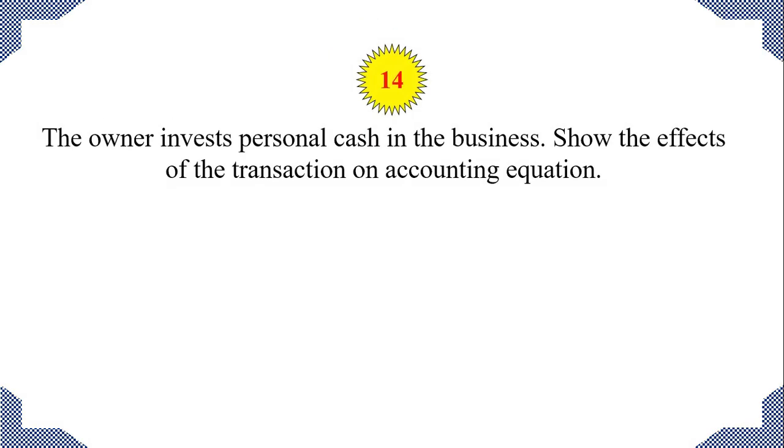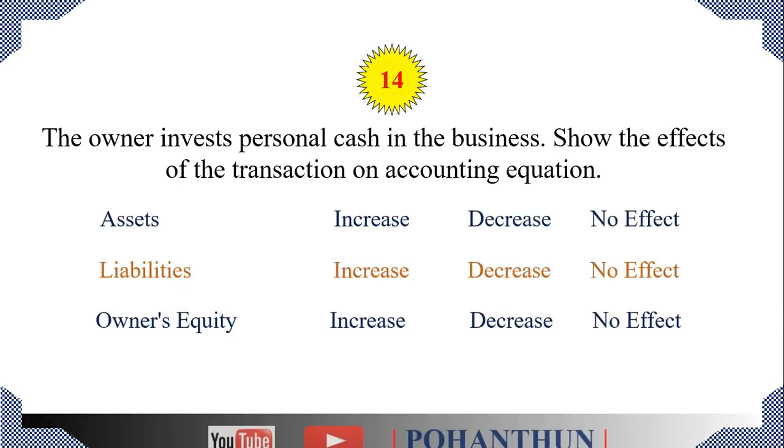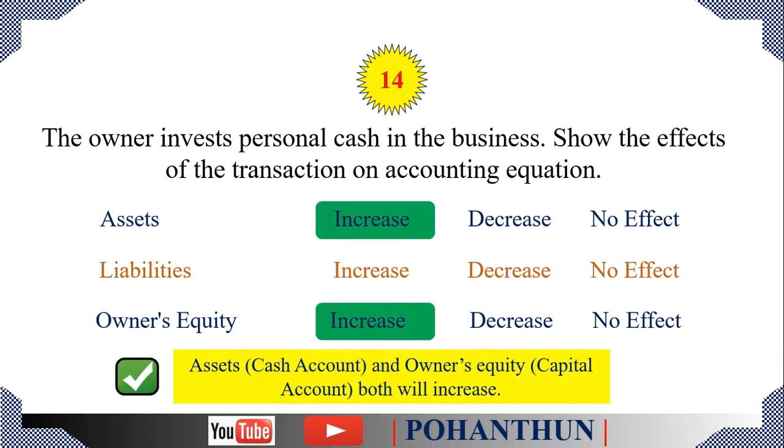Question number 14. The owner invests personal cash in the business. Show the effects of the transaction on accounting equation. When the owner invests personal cash in the business, it increases the assets of the business, specifically cash. Simultaneously, the owner's equity also increases, reflecting the owner's increased claim on the assets of the business.